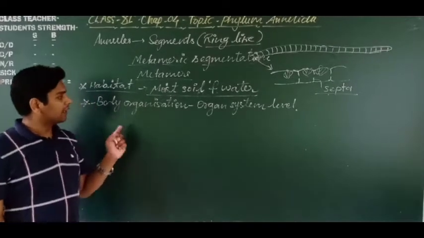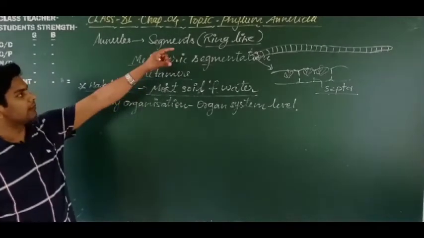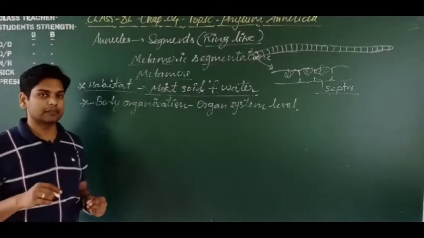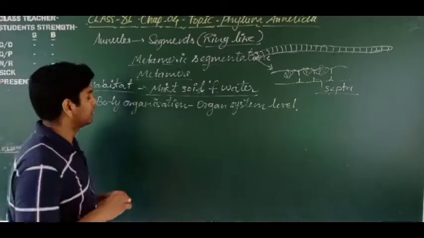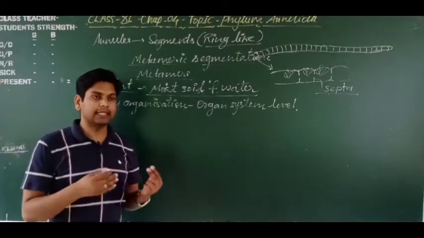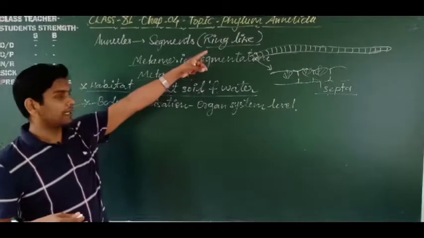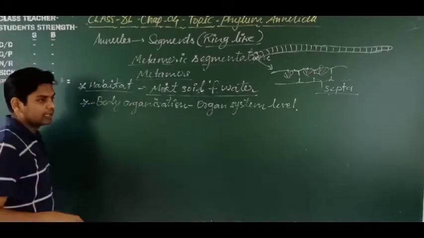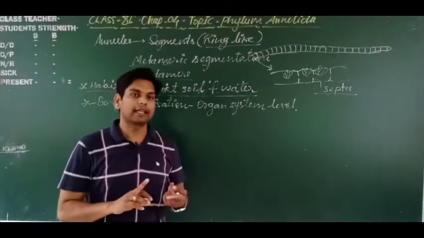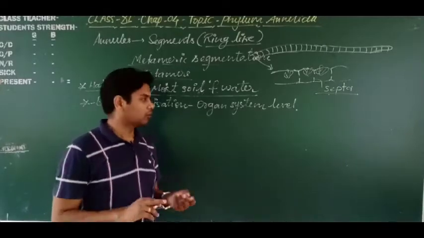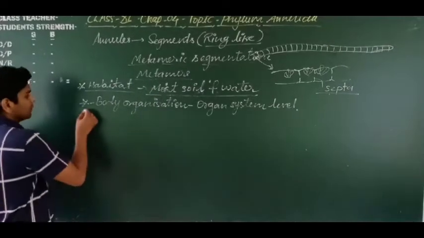But dear students, this is the first phylum in which the closed blood vascular system is found. Okay, so the circulatory system, or we can say closed circulation, starts from the phylum Annelida. So here the body organization is organ system level, because here the digestive system is found, the excretory system is found, and the circulatory system is found. So these organ systems are present.